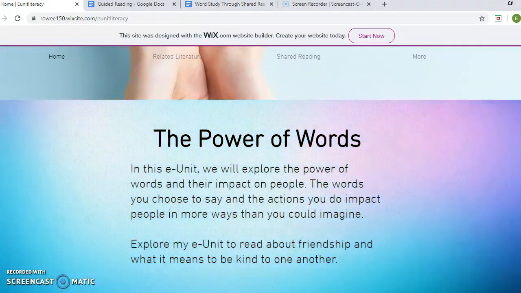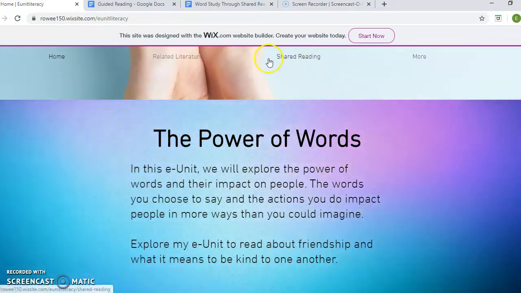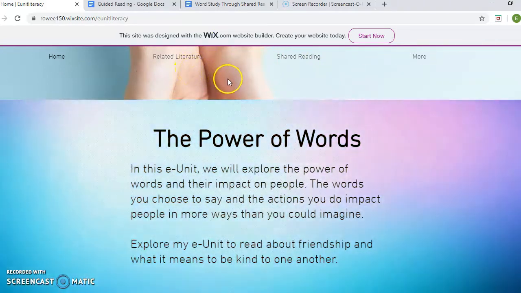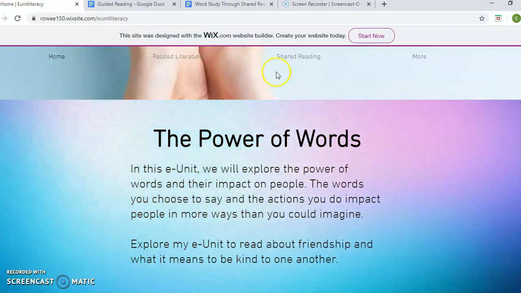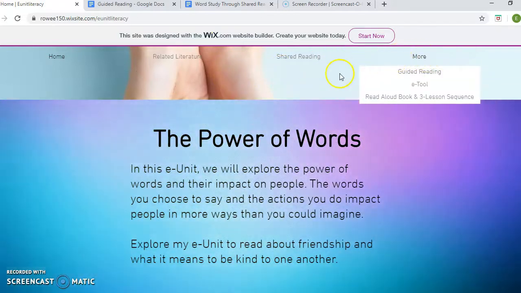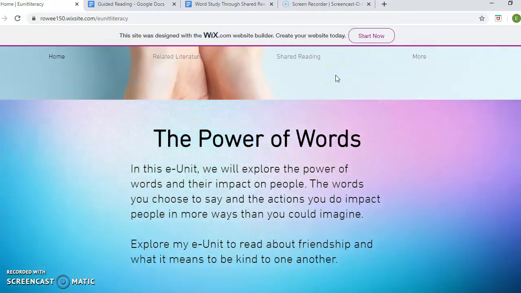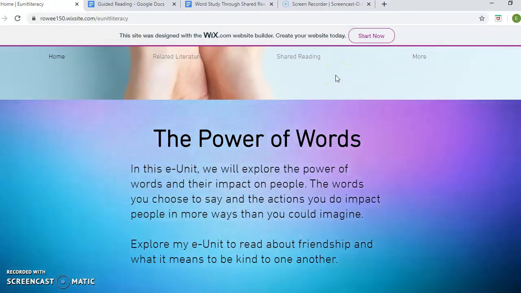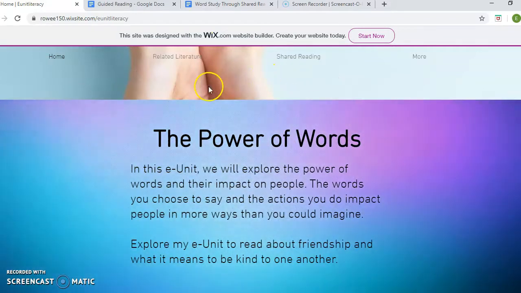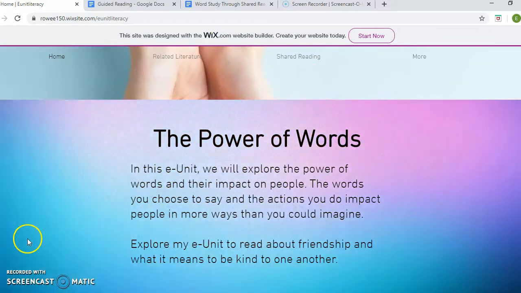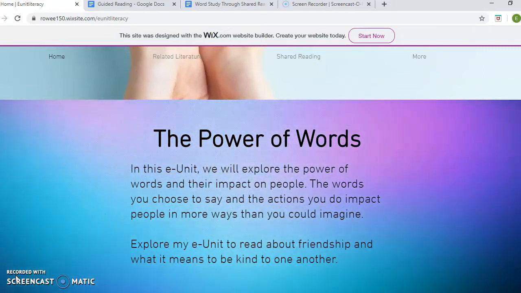My e-unit consists of multiple parts such as related literature, shared reading, guided reading, an e-tool, and my 3-lesson sequence about my read aloud book. A literacy strategy that I used consistently throughout my e-unit is connection. My goal is to have students connect the stories in the book to real-life events in order to advance their comprehension.